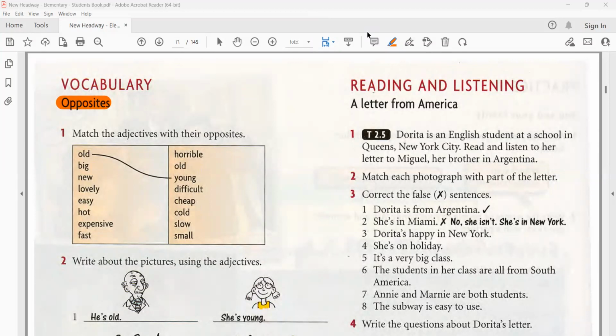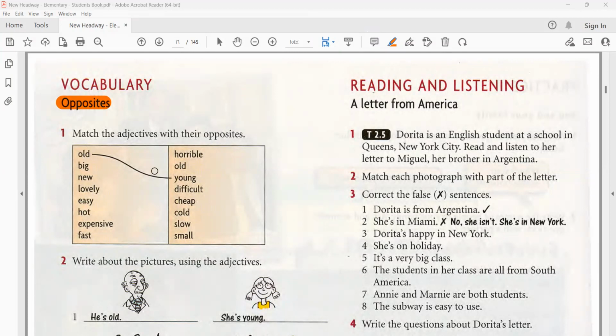Hello everyone and welcome back to our English lessons for level 3. This is part 2 of unit 2. And we start with vocabulary. We have opposites here. Match the adjectives with their opposites.